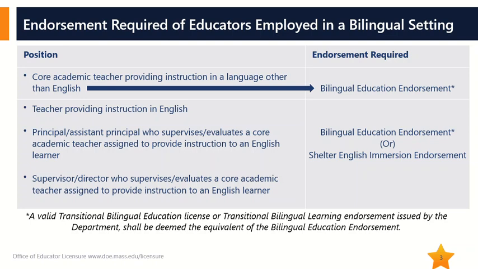A core academic teacher responsible for the instructional component provided in English must hold the Bilingual Education Endorsement or the SEI endorsement. Therefore, a teacher who holds a valid Math 5 to 8 license and a valid Bilingual Education Endorsement or an SEI endorsement providing math instruction in English in a bilingual setting to grade 5 to 8 students is properly qualified. In addition, a principal, assistant principal, or supervisor/director who supervises or evaluates a core academic teacher assigned to provide instruction to an English learner must hold the Bilingual Education Endorsement or the SEI endorsement.